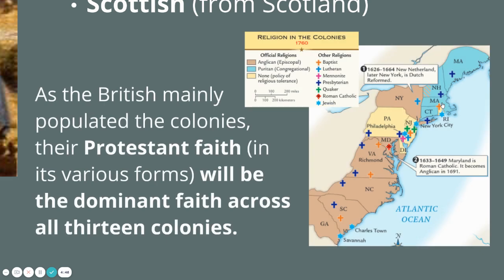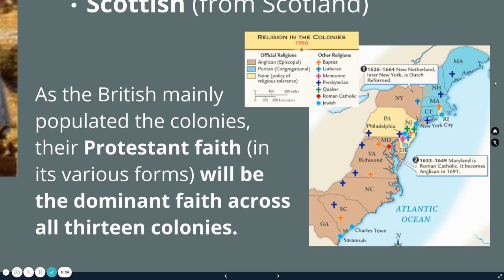Now, as we also discussed in class, we mentioned how the Anglican Church of England is really going to be reigning supreme in the southern colonies. But of course, those Puritans, those who wanted to purify the Anglican Church, are going to be really dominating here in the northeast in New England, right?